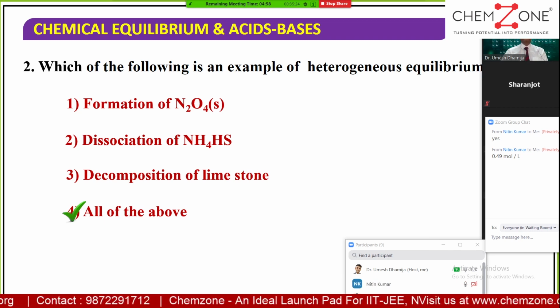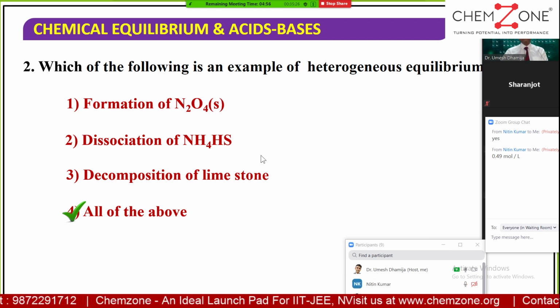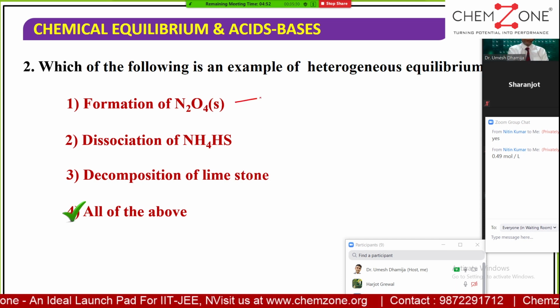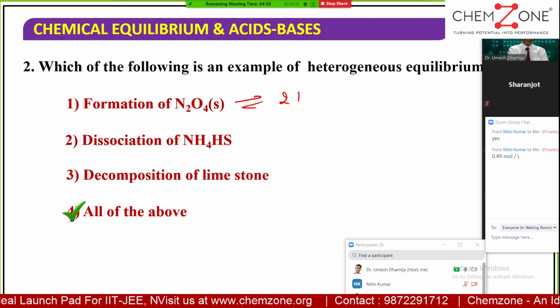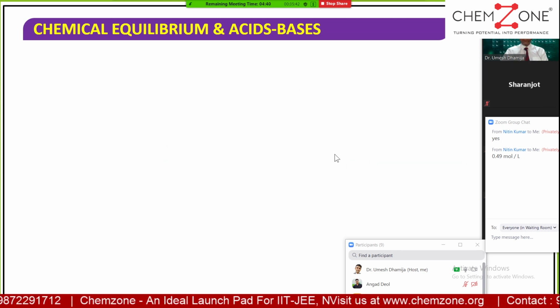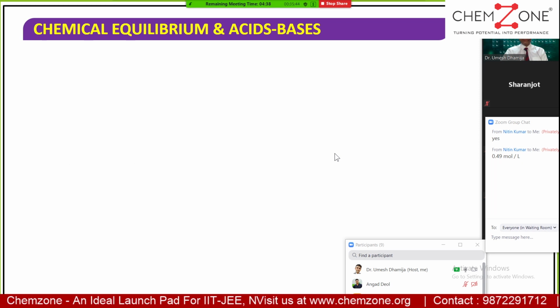N2O4 is solid and NO2 is a gas. ठीक है. When it decomposes, it will give you NO2 and this is a gas here. Now, mathematical approach to find the value of the equilibrium constant.